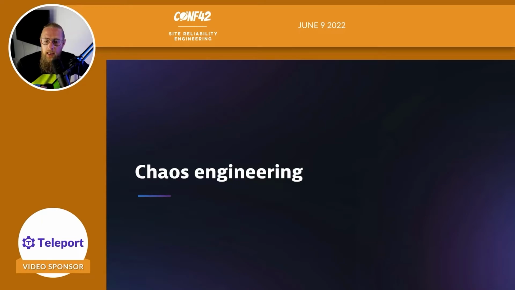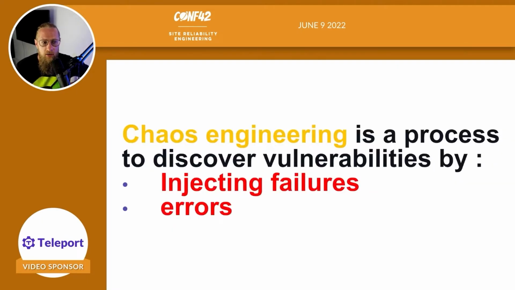So how do we validate and avoid that type of situation? Well, obviously chaos engineering. So what is chaos engineering? If I take the definition from Wikipedia, chaos engineering is a process to discover vulnerabilities by injecting failures and errors. And it even says in production.